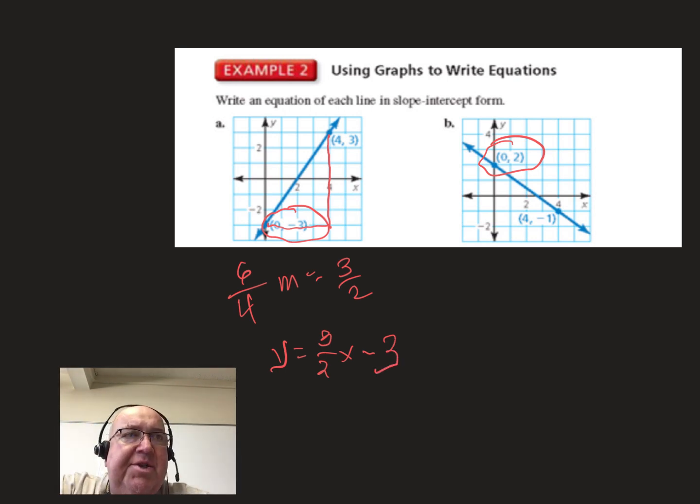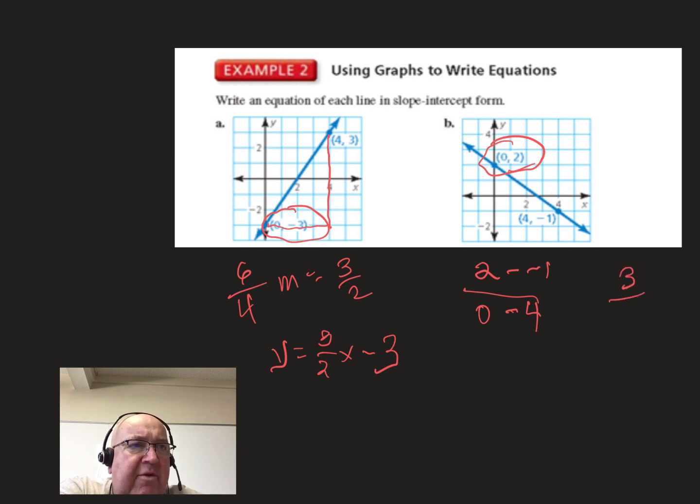Alright, the second equation here, I'm going to use the mathematical formula to find our slope. So we're going to take our first y value, negative 2, and we're going to subtract negative 1. Remember, when you subtract a negative, you're going to end up adding. Our first x value is 0, and because the formula is to subtract, we're going to subtract our second x value of 4. We're going to end up with 3 over negative 4. That's our m.